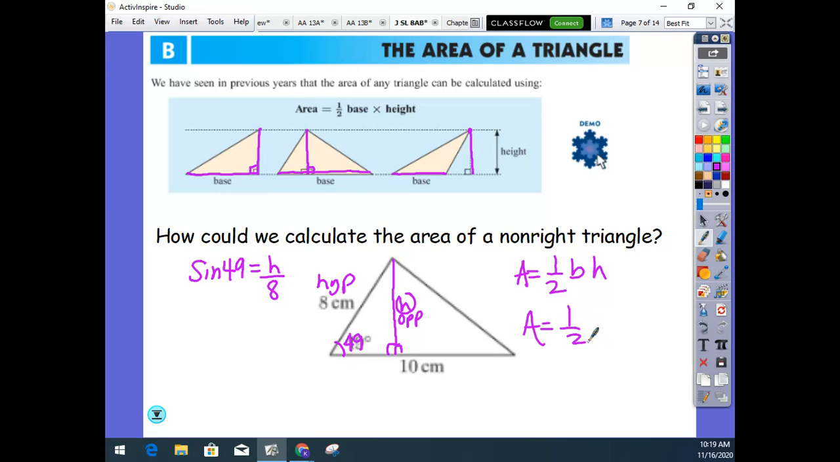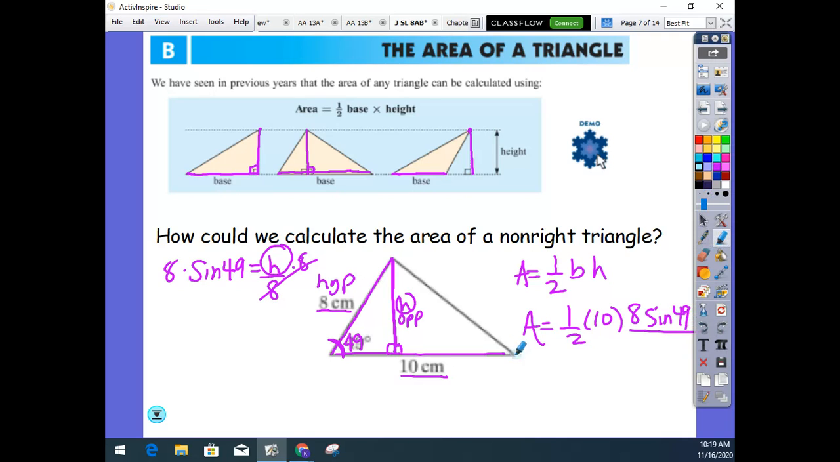All right, so I know my base is 10. What's the height? I can calculate the height anytime I have two sides and an included angle, because I can create the height using a right triangle, and I can solve for H. My height in this case is 8 sine 49.